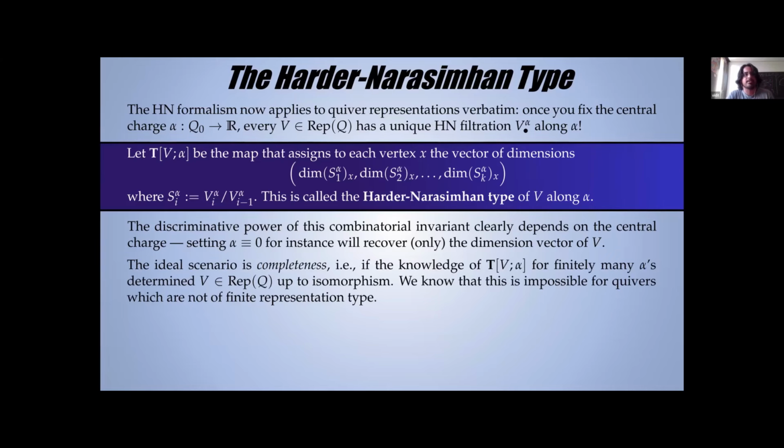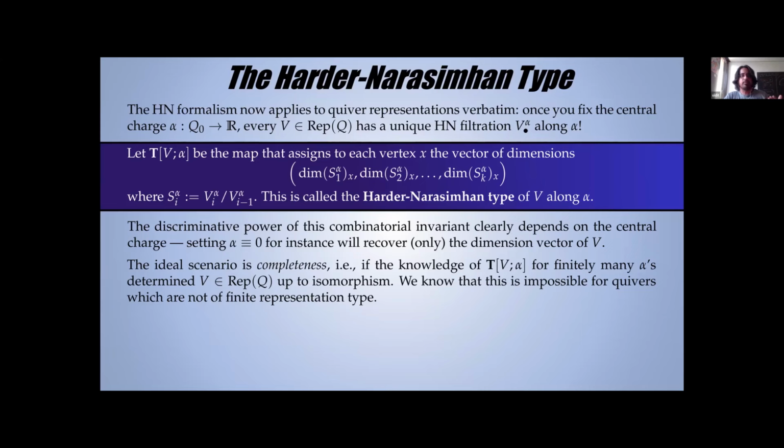What would be really, really nice is if this invariant was complete. That is, if from these dimension vectors, for maybe finitely many choices of alpha, I could tell you the full sort of barcode decomposition whenever such a thing existed. That would be nice. So what do we use to get this?